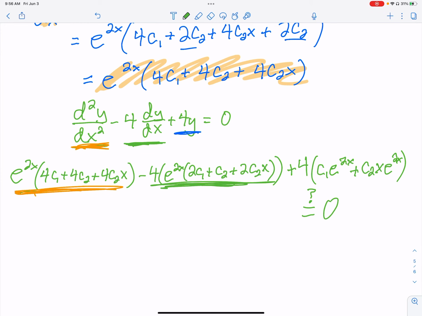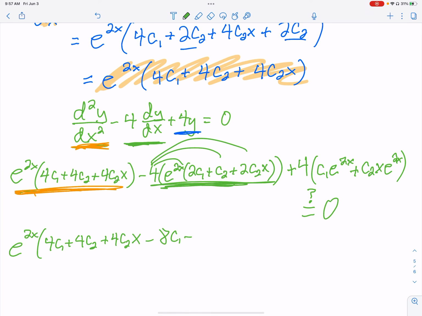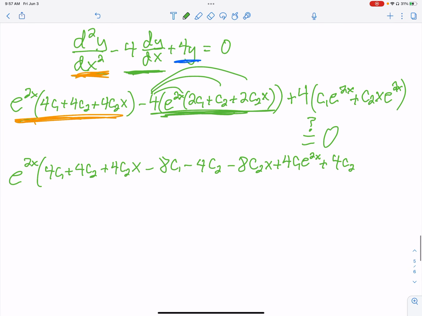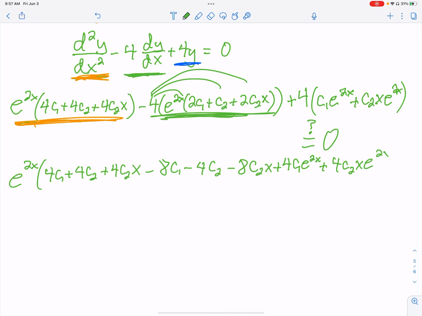Okay, so notice everything has an e to the 2x, so I'm going to factor that out first. So the first one I got 4c1 plus 4c2 plus 4c2x. And then this negative will distribute to all three of those. I got minus 8c1 minus 4c2 minus 8c2x plus 4c1e to the 2x plus 4c2xe to the 2x. My handwriting is getting horrible. I'm at the end of my iPad here, so please forgive me. And we're still wondering, is this equal to 0?